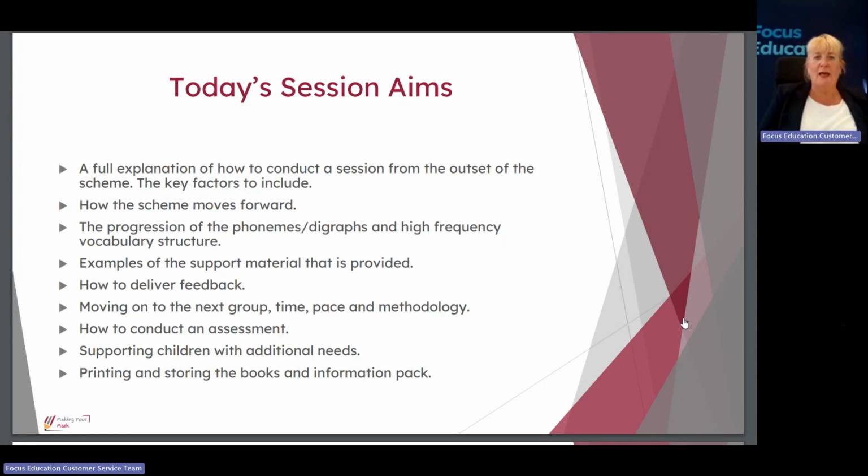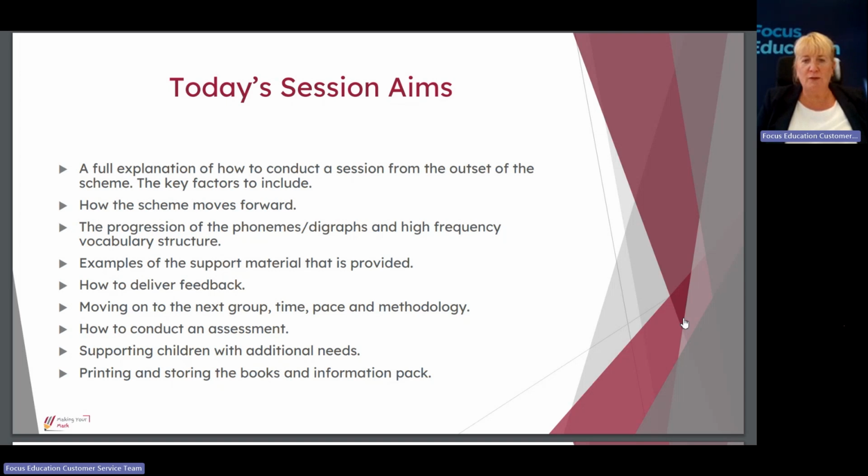So tonight, I'll give you a quick explanation of how to conduct a session and all the key factors that you need to include, how the scheme moves forward, the progression of the phonics, the digraphs and the tricky words. And as we move forward, there are some trigraphs, but only a couple.